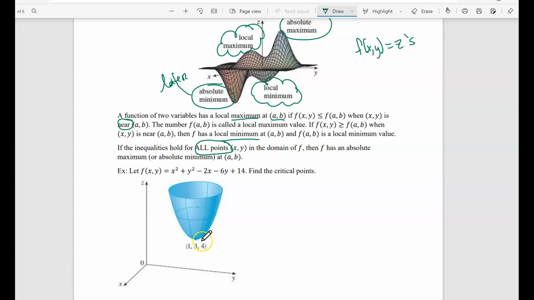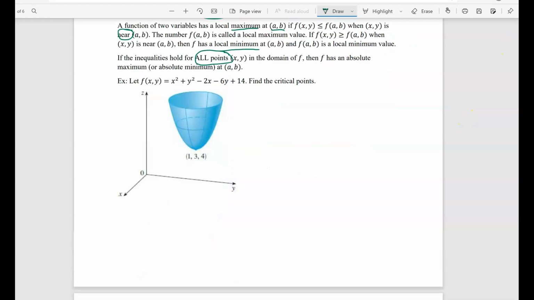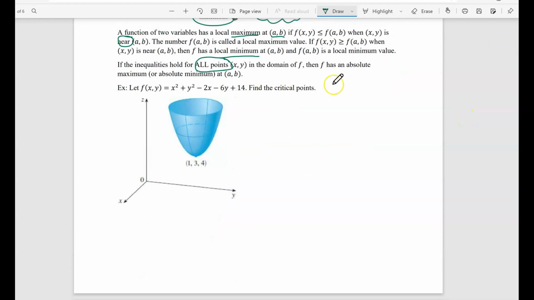So not only is this a local minimum, it's also the absolute minimum because it's the lowest of the low. There's no point that's lower than this. So let's go ahead and practice. Let's just find some critical points from this function. So let's practice finding some critical points.